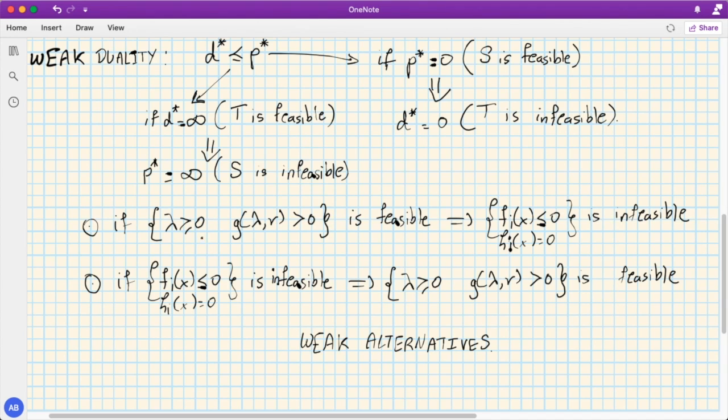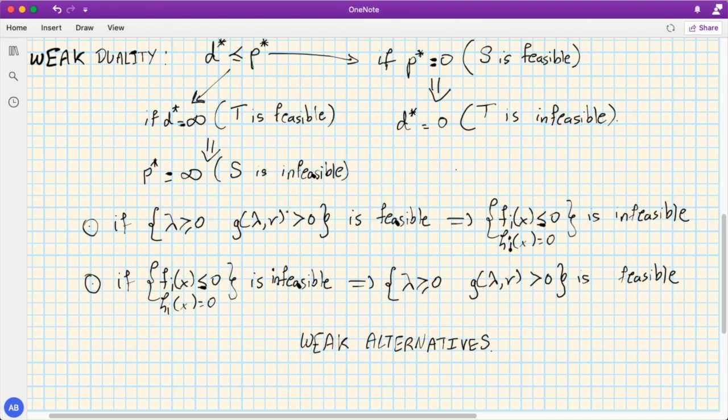If you manage to find your G and lambda, and you found a candidate lambda, nu, such that the set is feasible, then you could be 100% sure that your initial set S is infeasible.